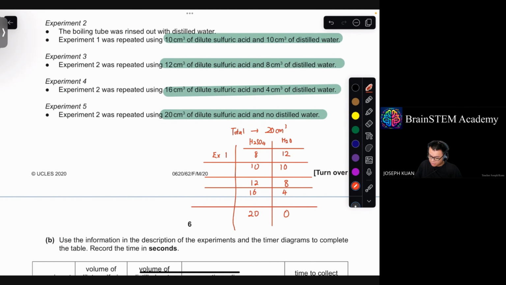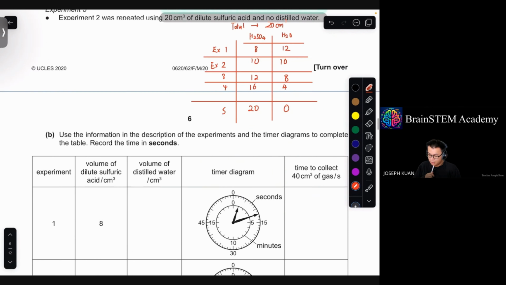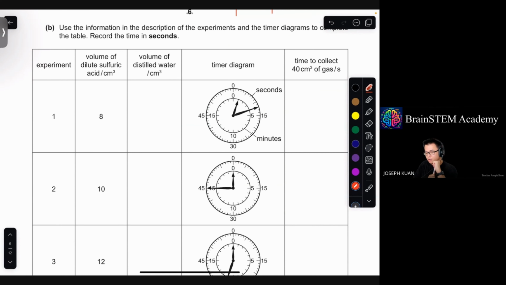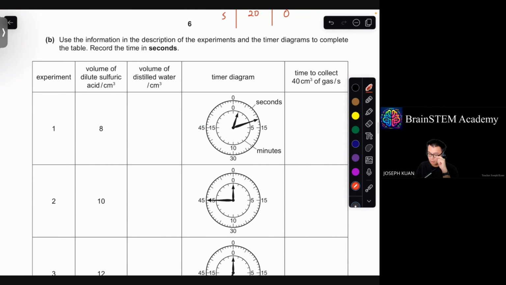All right, just a rough sketch. You don't have to write this in your exams actually. I draw this for us to understand this question slightly better before we move on to the table. Now, B, use the information in the description of the experiments and the timer diagrams to complete the table. Record the time in seconds.